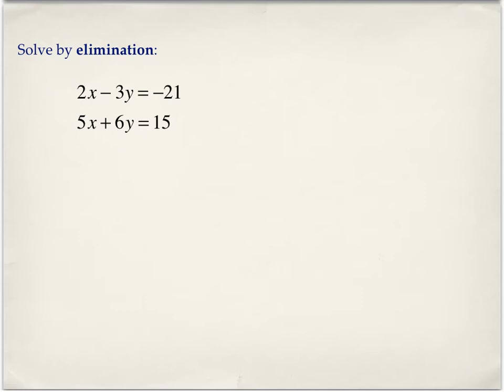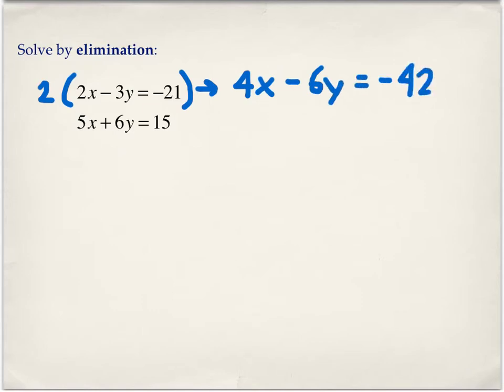So you may recall that you have to perhaps multiply one or both of these equations by a number so we can set that up. And I think you can see that the easiest, most efficient way of doing that would be to multiply this top equation by 2. So I'll multiply everything in it using the distributive property. So 4x minus 6y equals negative 42, like that. My second equation I'll leave the same.